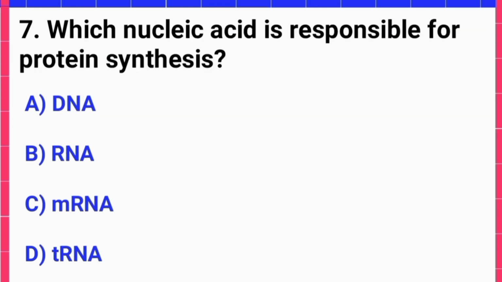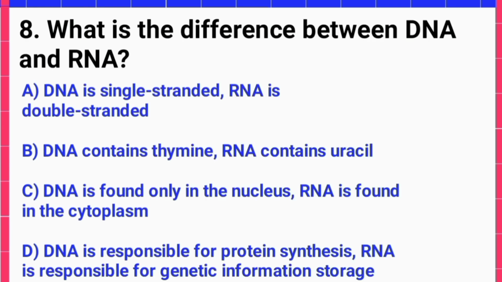Question number 7. Which nucleic acid is responsible for protein synthesis? The right answer is option B. RNA. Question number 8. What is the difference between DNA and RNA? The right answer is option B. DNA contains thymine and RNA contains uracil.